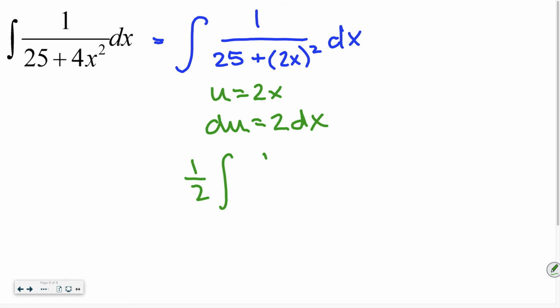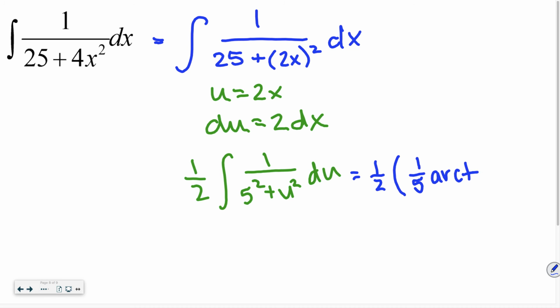So we're going to rewrite this as 1/2 the integral of 1 over 5 squared plus u squared, so that when we take our antiderivative, we can go ahead and say, all right, we have 1/2 times, is it 1 over a? 1 over a arctangent of u over a plus c.